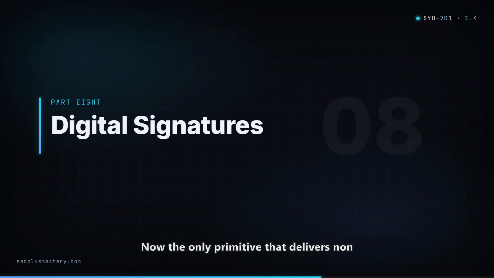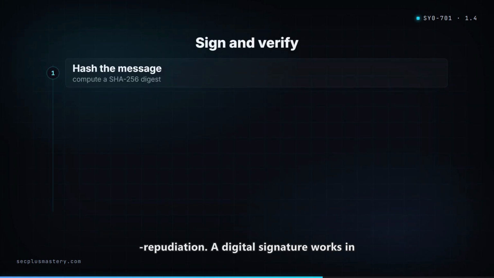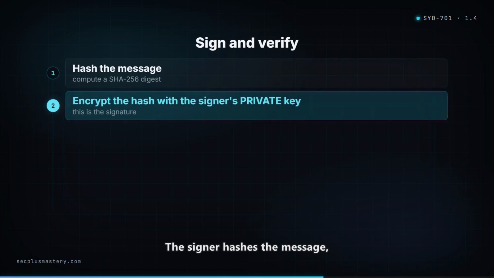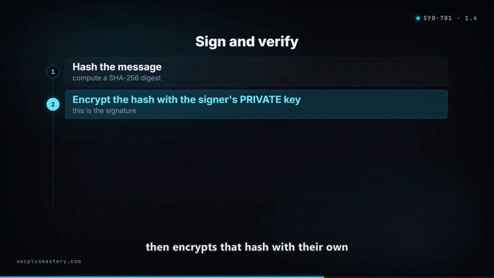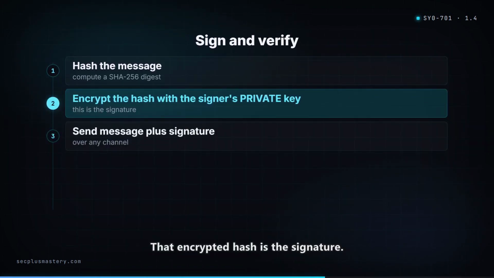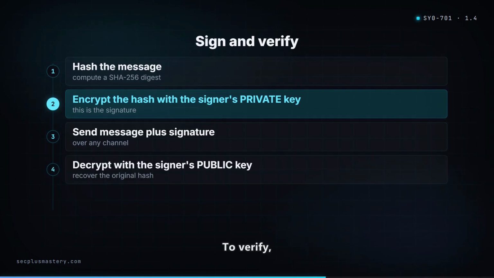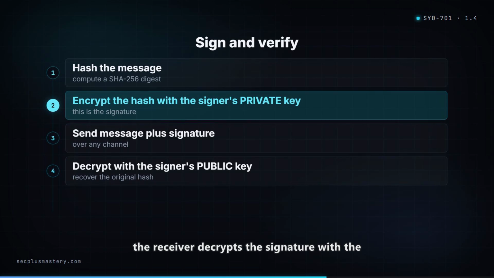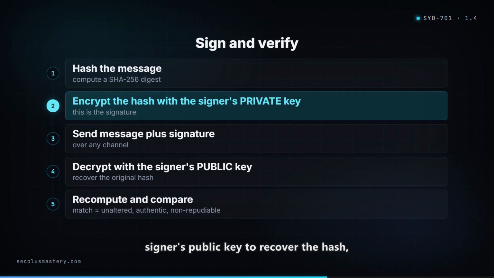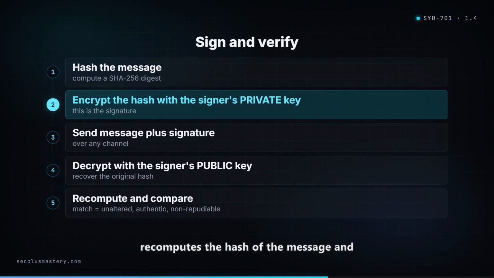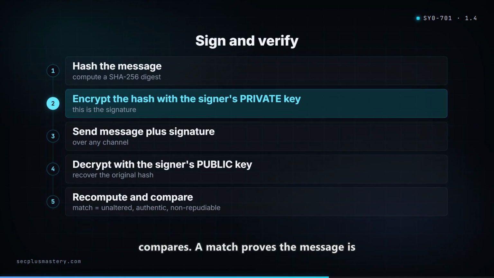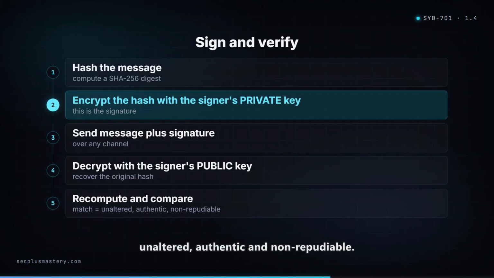Now the only primitive that delivers non-repudiation. A digital signature works in 2 moves. The signer hashes the message, then encrypts that hash with their own private key. That encrypted hash is the signature. To verify, the receiver decrypts the signature with the signer's public key to recover the hash, recomputes the hash of the message, and compares. A match proves the message is unaltered, authentic, and non-repudiable.